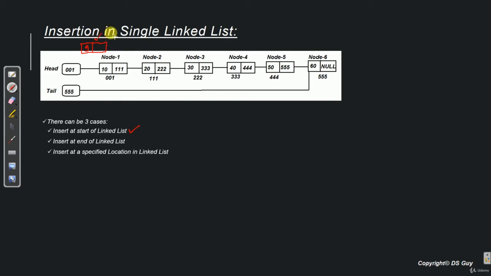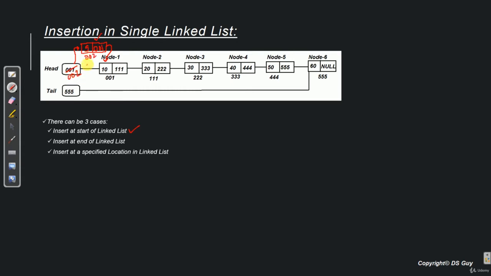For that, all we have to do is save the reference of node 1, which is 001, in this node. As soon as we save 001, automatically a reference gets created from this node to node 1. Now the last step is that head should now point to this new node instead of node 1. For that, all we have to do is update the address over here from 001 to, let's say, 002, which is nothing but the address of this new node.